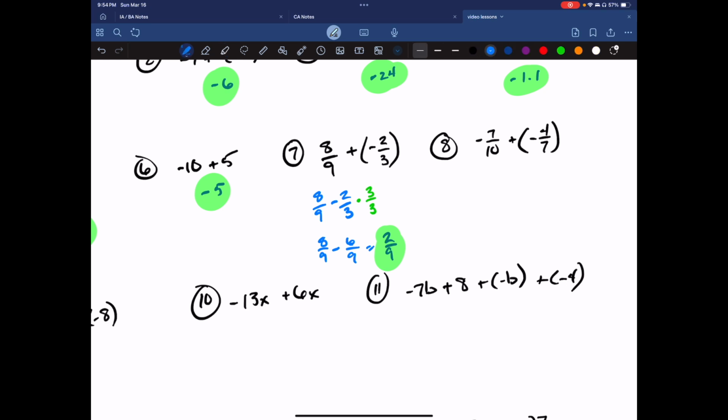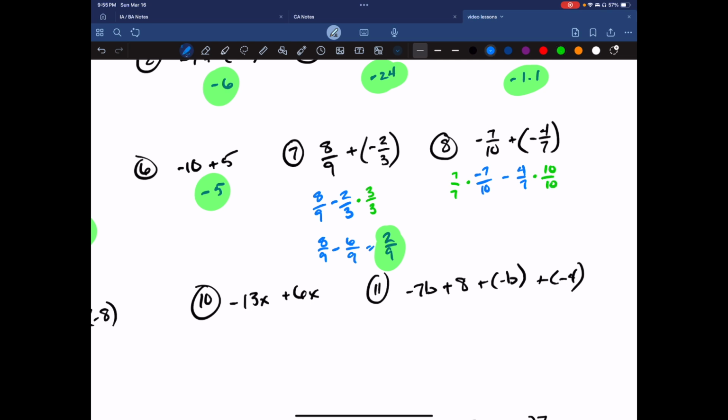Okay. On 8, we have the signs are the same. So I'm going to add, but I do need a common denominator. So this is going to be -7 over 10 minus 4 over 7. I'm going to give both sides what they need, and I'll multiply this one by 7 over 7, this one by 10 over 10.